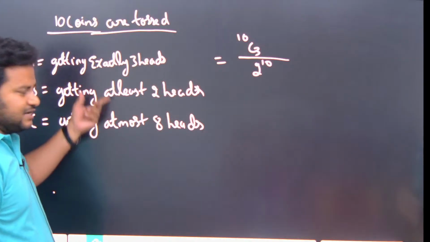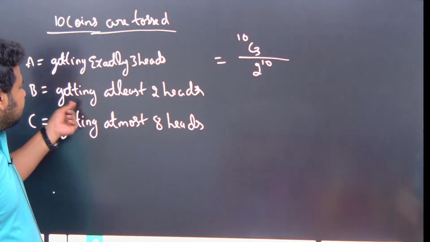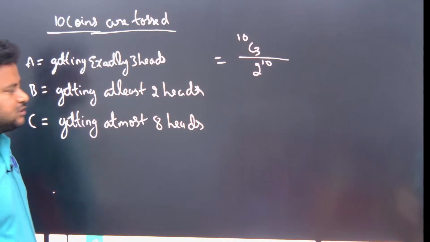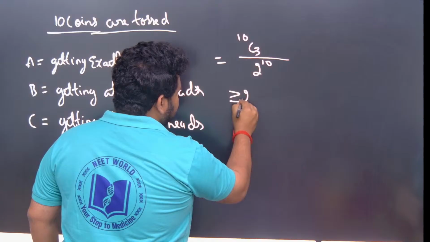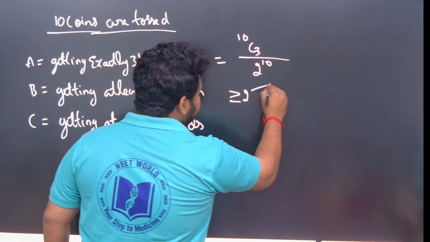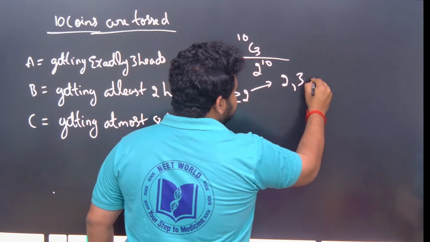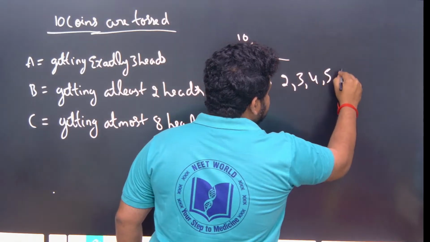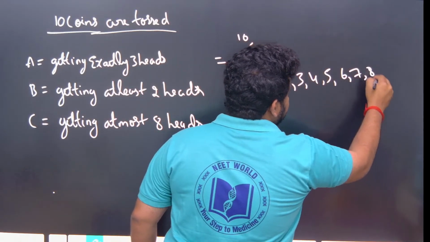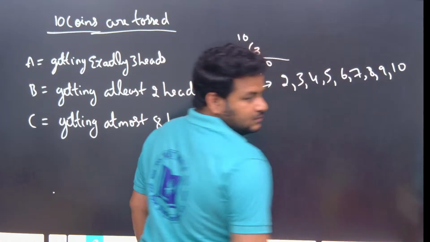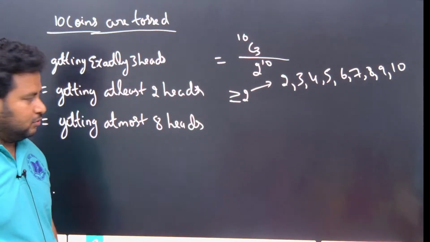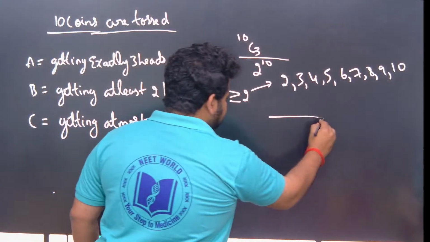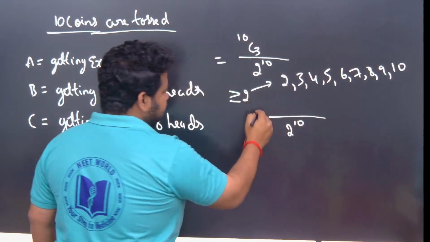But these 2 questions are important. One is getting at least 2 heads. At least 2 heads means greater than or equal to 2. That means you can get 2 heads, 3 heads, 4, 5, 6, 7, 8, 9 or 10 heads. At least 2 heads means 2 and above. So one way to solve the question is that the denominator will be 2 power 10 only. Now 2 heads means what?